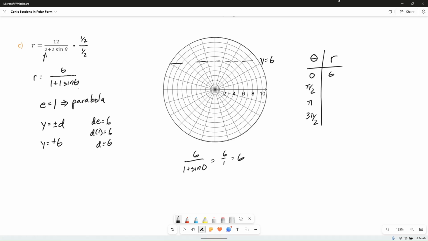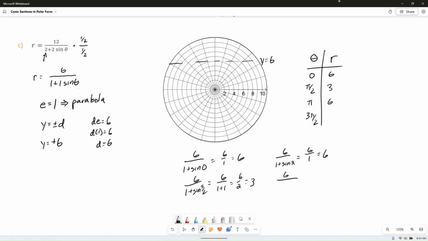If we then do pi over 2, so 6 over 1 plus the sine of pi over 2, I know sine of pi over 2 is 1, so that's 6 over 1 plus 1, which is 6 over 2, which is 3. So if theta is pi over 2, r is going to be 3. If I do pi, so 6 over 1 plus the sine of pi, I know sine of pi is 0 again, so that's just 6 over 1, or 6.